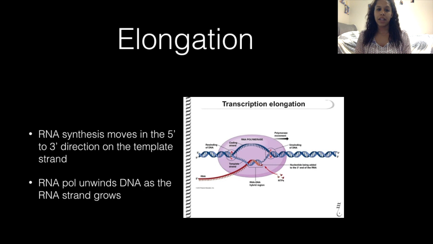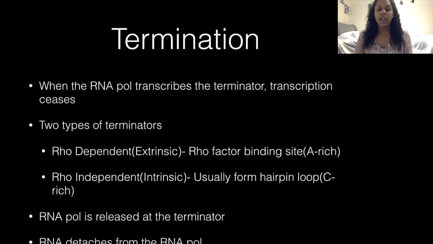Next, we can terminate it, and we can do that when the RNA polymerase transcribes the terminator, the transcription stops. And there's 2 types of terminators. We have rho dependent and rho independent. Rho dependent is the rho factor binding site and is usually A-rich. Then we have rho independent, which usually forms a hairpin loop and is C-rich. RNA polymerase is released at the terminator, and then RNA detaches from the RNA polymerase.